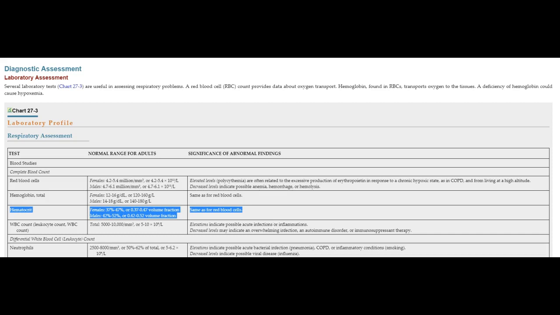Then we all know if there's a deficiency in hemoglobin, it could cause hypoxia. Also, we do other tests called arterial blood gases. We also do chest x-rays. We do CT scans, different, more detailed examinations to look at the chest.